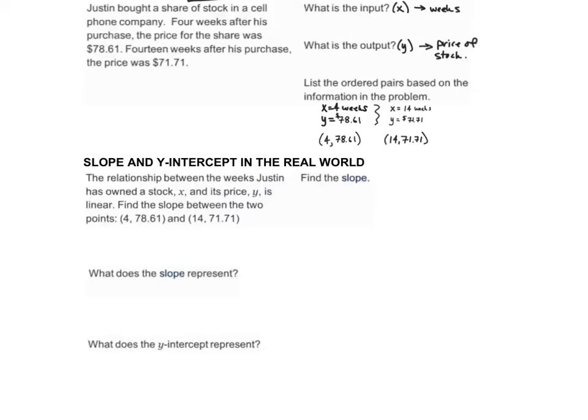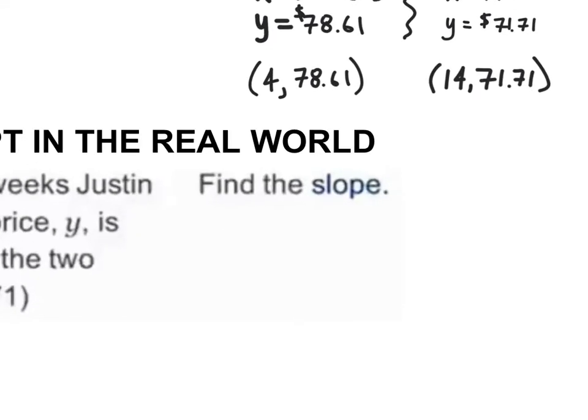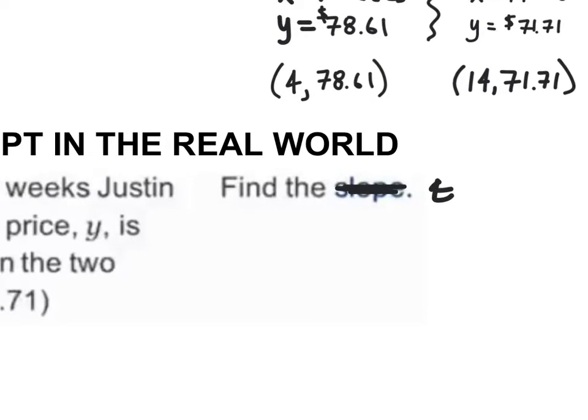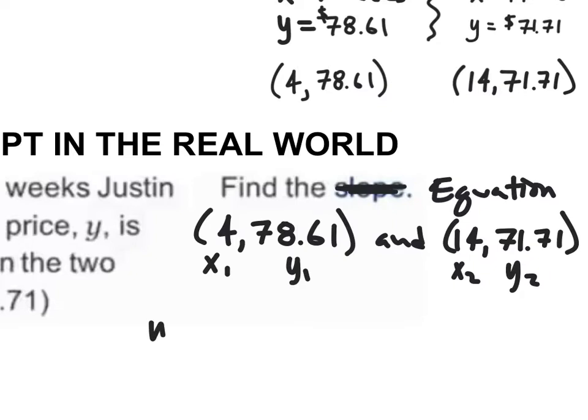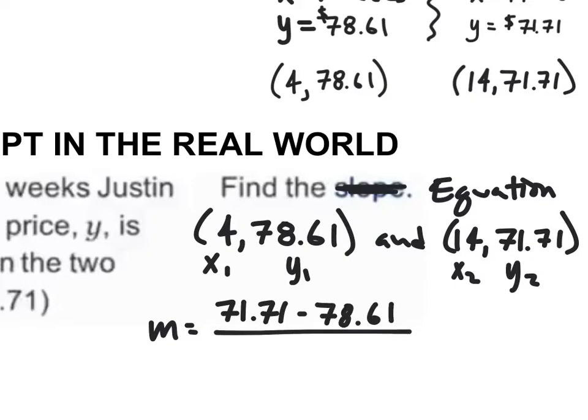So over here, let's not find the slope. Let's find the equation of the situation. I've got 4 comma 78.61, and I've got 14 comma 71.71. I'm going to label this as x1, y1, x2, y2. So my slope m is going to give me 71.71 minus 78.61 divided by 14 minus 4.